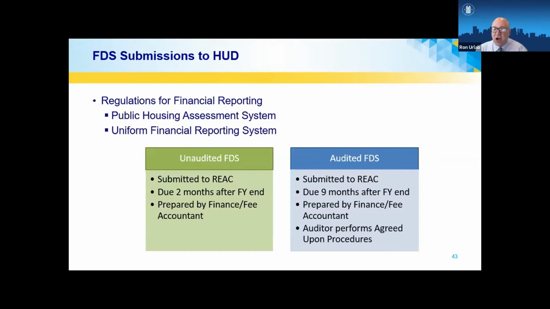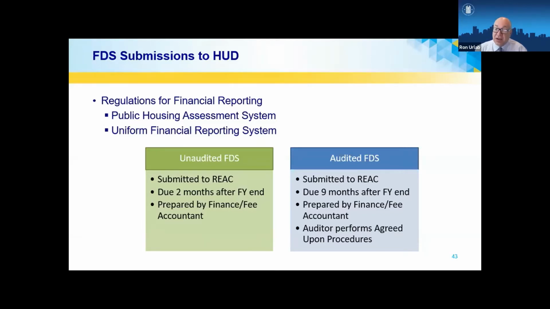Now, with that being said, all agencies are going to submit the unaudited FDS if they have the HUD programs here. And so now we're going to look at the audited FDS. Now, OMB, Office of Management and Budget, requires that all governmental entities and nonprofits that receive $750,000 or more a year from the federal government, federal funds, programs, they must have what we call a single audit, okay? So you got to look at some of the requirements here.